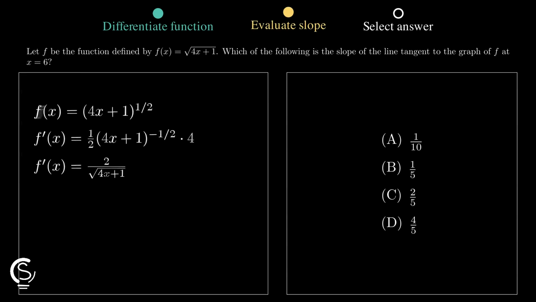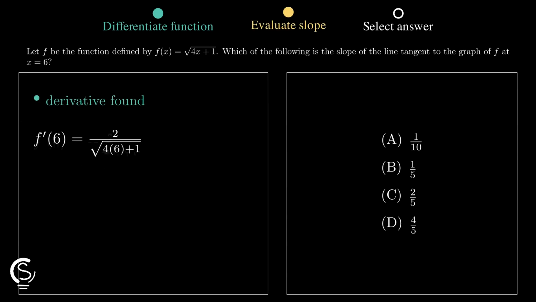Now, substitute 6 into our derivative formula. 4 times 6 is 24, plus 1 is 25. The square root of 25 is 5, giving us 2 divided by 5. Nice!